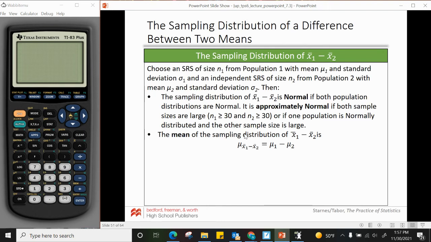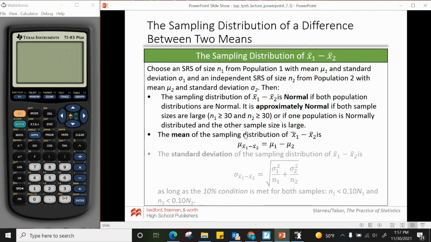The mean is just going to behave like you'd expect: you subtract mu1 minus mu2. And the standard deviation, this is the formula that can get a little tricky. It becomes sigma1 squared over n1 plus sigma2 squared over n2, and take the square root of that. And again, that only works if the samples are independent and if the 10% condition is met for both samples.